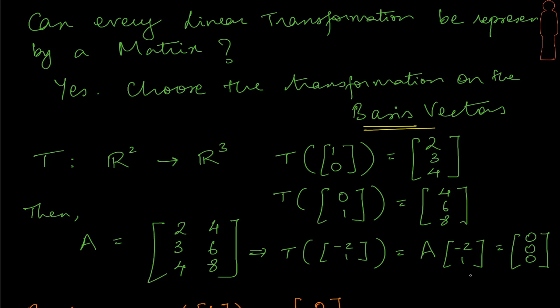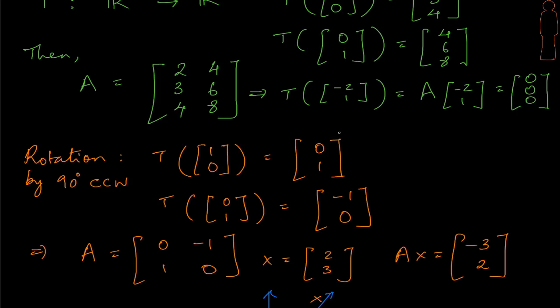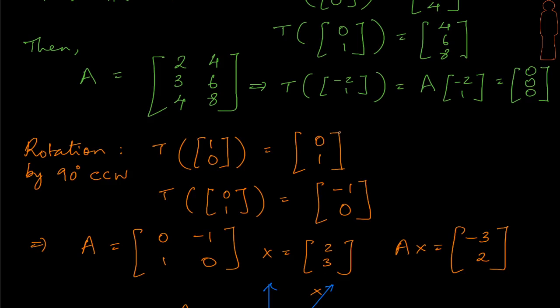So what have we got now? Every matrix is a linear transformation, and every linear transformation can be represented by a matrix. How do we do so? By choosing the transformation on the basis vectors. We will take up different examples and try to figure out how to get the matrices for such transformations. So here is our first example.